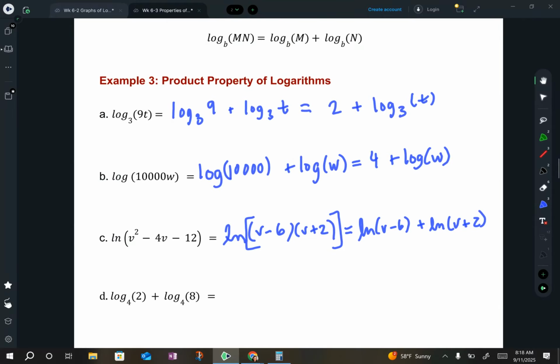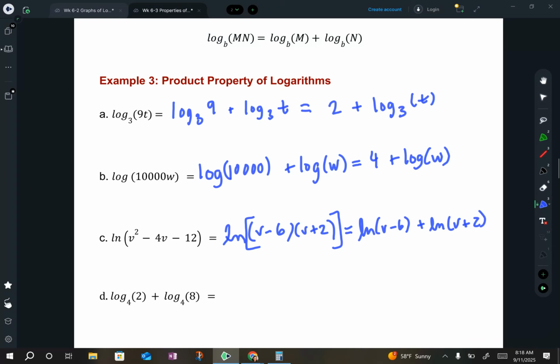If we look at the product property, sometimes it might be used. We've been starting with the product and writing it out as a sum. Maybe we start with the sum and go back and write the product to help us condense. So let's look at example D.